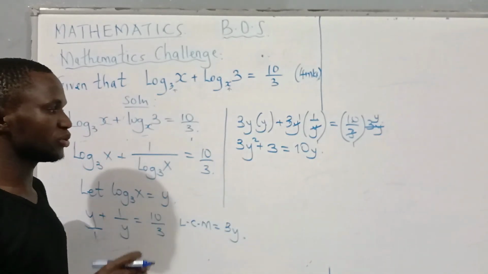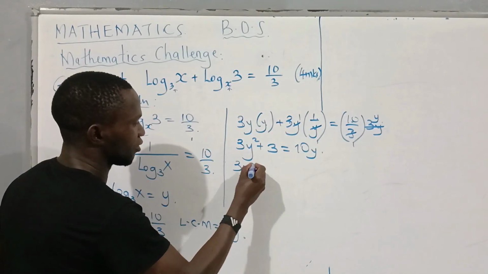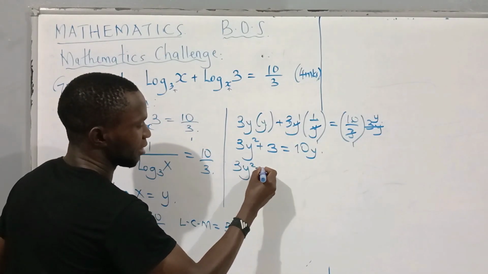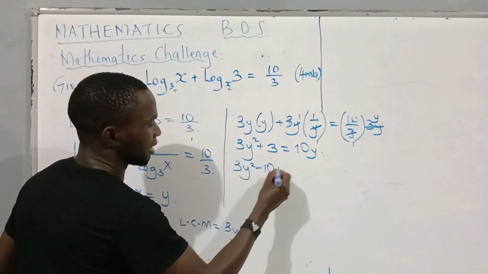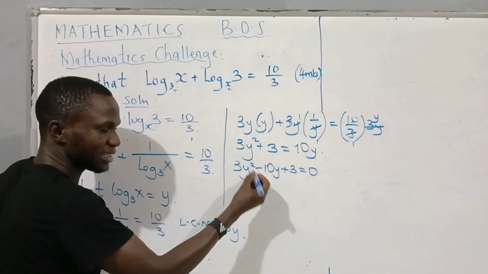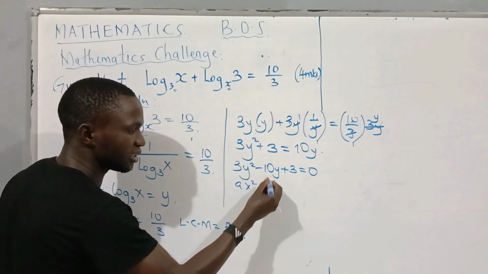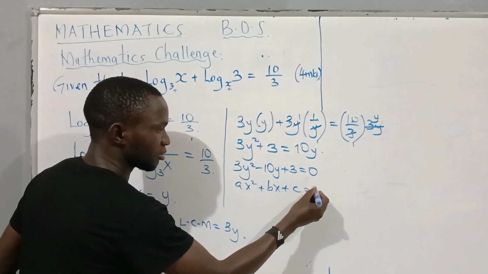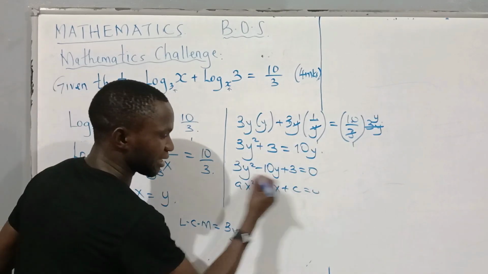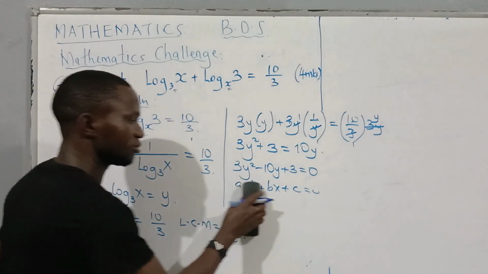So we are going to rearrange it to be in the form ax squared plus bx plus c is equal to 0. Bringing this 10y to this side is going to be minus 10y. I have arranged it so that it can conform to this form. This is what we mean by a quadratic equation. Now we're going to solve the quadratic equation.